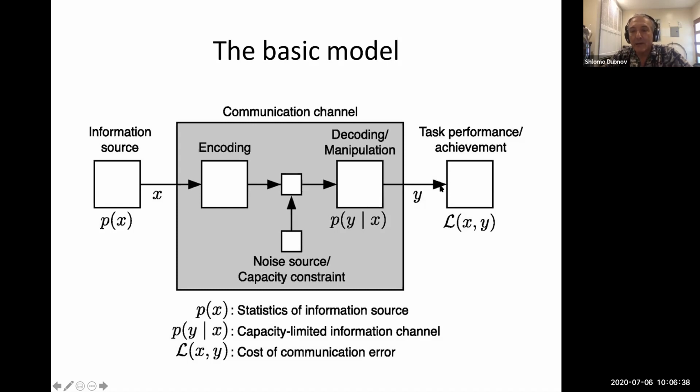And then once you have this Y, you might ask all kinds of questions, like, what is my cost or what is my quality criteria for ending up with Y while ideally I would get X. So there is some kind of a cost of this communication error. And given this setting, this basically defines information theory as a field of study.